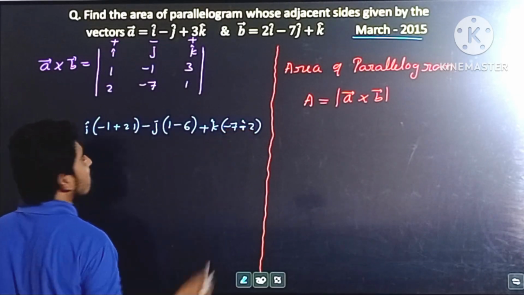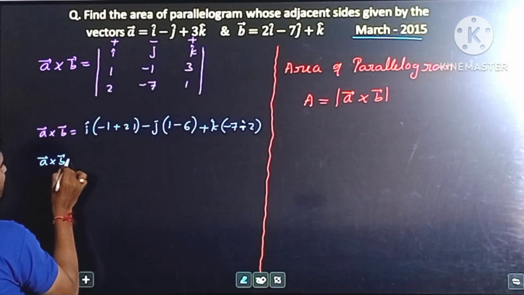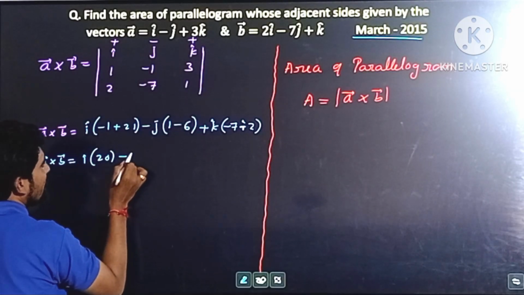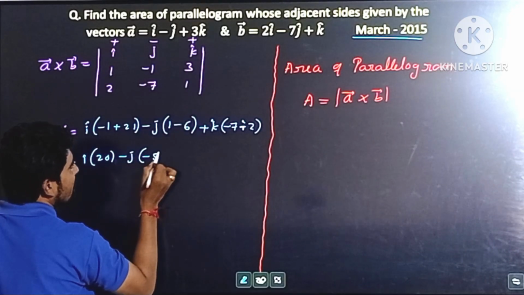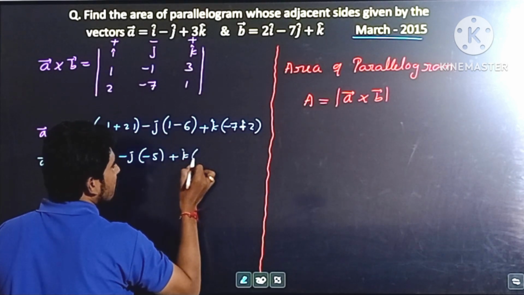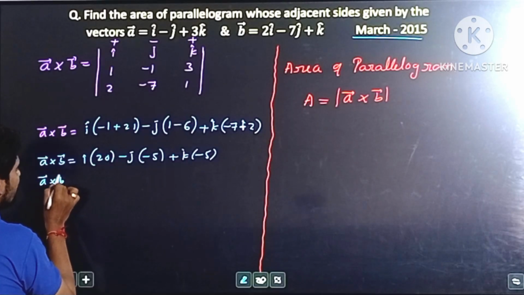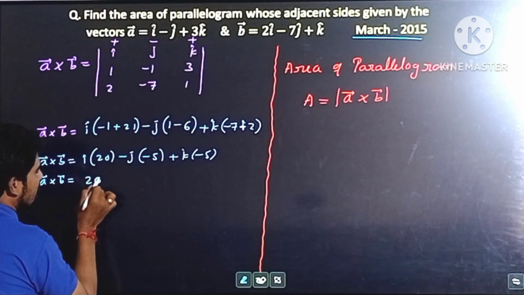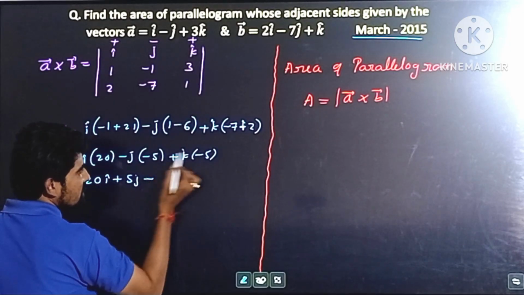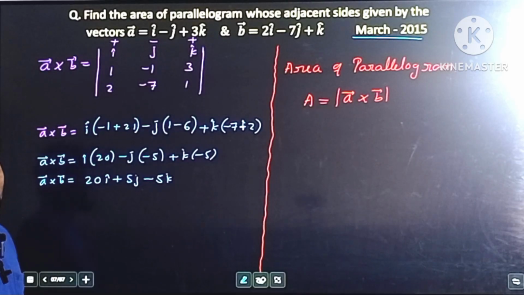Now see here, A vector cross B vector equals i cap into 21 minus 1 is 20, minus j cap into 1 minus 6 is minus 5, plus k into minus 7 plus 2 is minus 5. Therefore, A vector cross B vector equals 20 i cap plus 5j minus 5k. So we got A vector cross B vector.